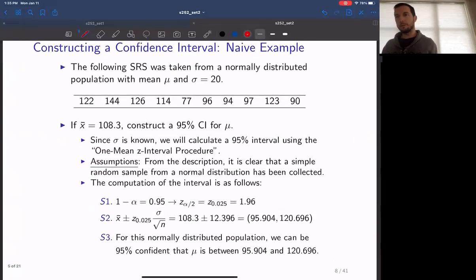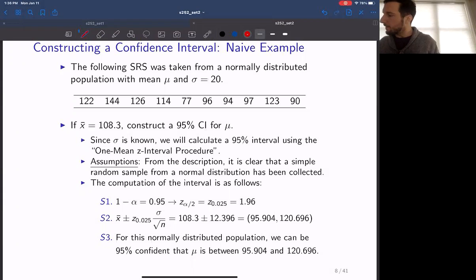Okay. So here is a simple illustration of how to construct a confidence interval. First off, we have the following SRS from a normally distributed population with mean mu, and sigma is equal to 20, given below. Our assumptions here were that we collected a simple random sample and that the population from which we sample is normal, or that we collected enough observations for the CLT to take over. We want to construct a 95% confidence interval for the population mean.